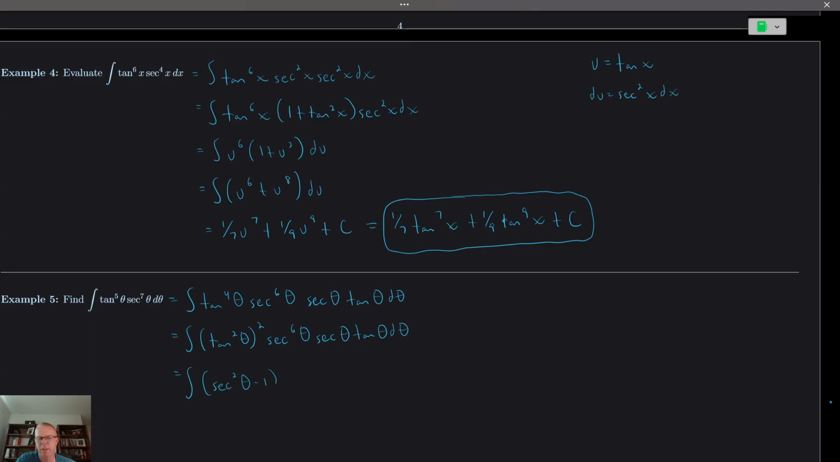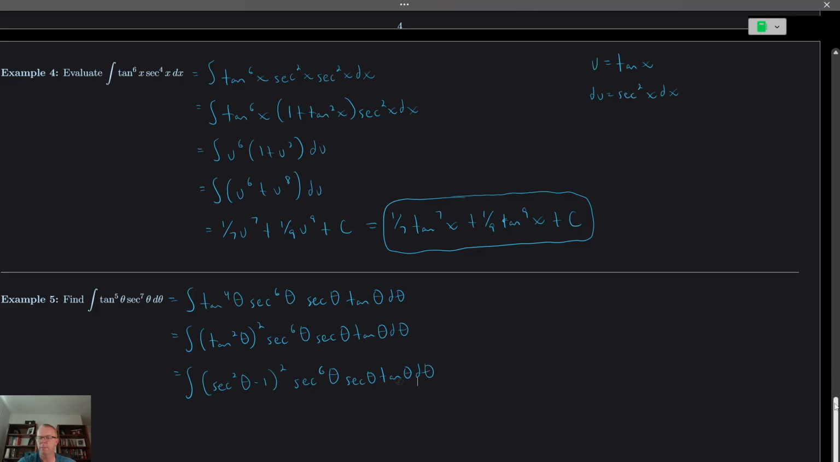That's the other thing. When you're in a test and you have all these identities, maybe just write them all down, and then you can just refer to them as you need them. So don't try to remember everything. All right, and then we have secant to the 6th theta, secant theta, tangent theta, d theta.